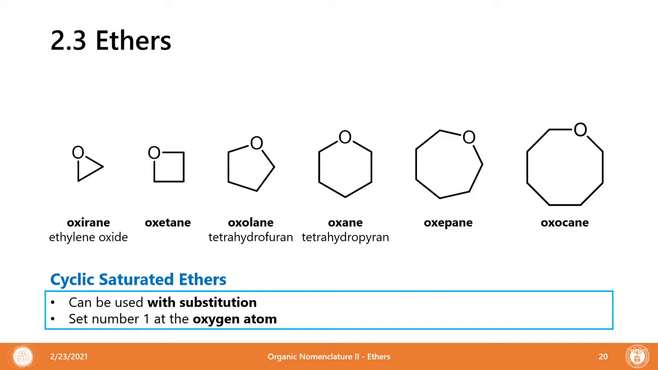Here are some cyclic saturated ethers. We started with epoxides, or our oxirane ring, and then we continue up onto oxetane, oxolane, oxane, oxepane, and oxocane. No need to memorize these. However, it's important to note that when we name them using the oxirane method, we do the same, setting number 1 at the oxygen atom. So just in case you encounter them, number 1 always starts at the oxygen atom.